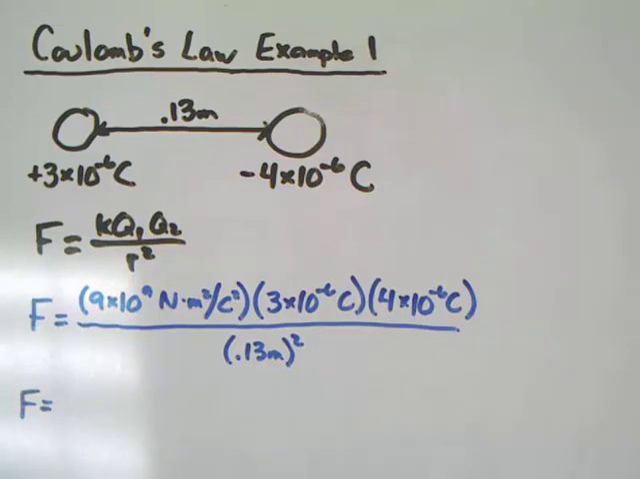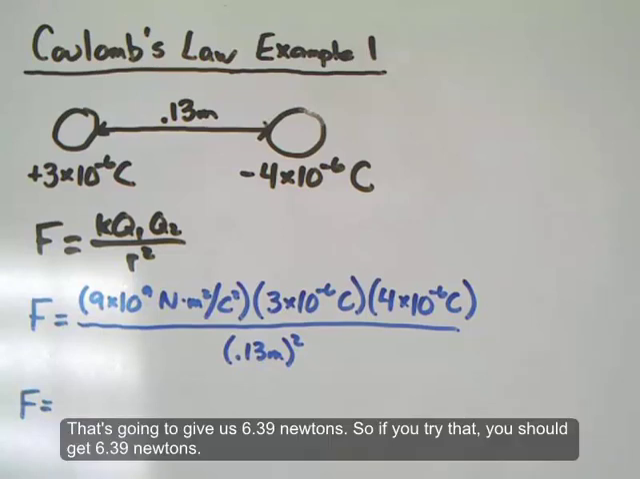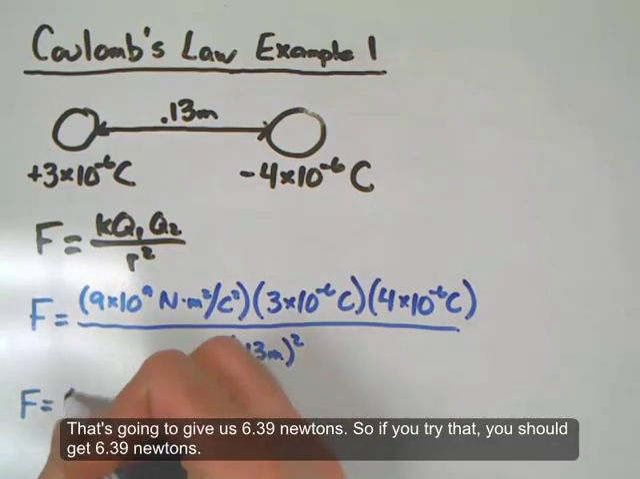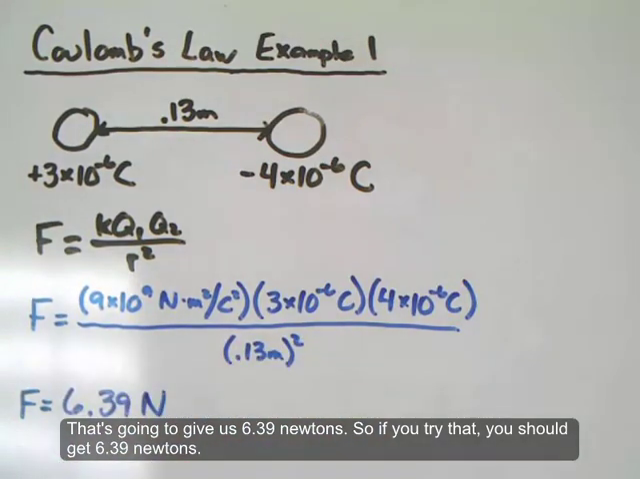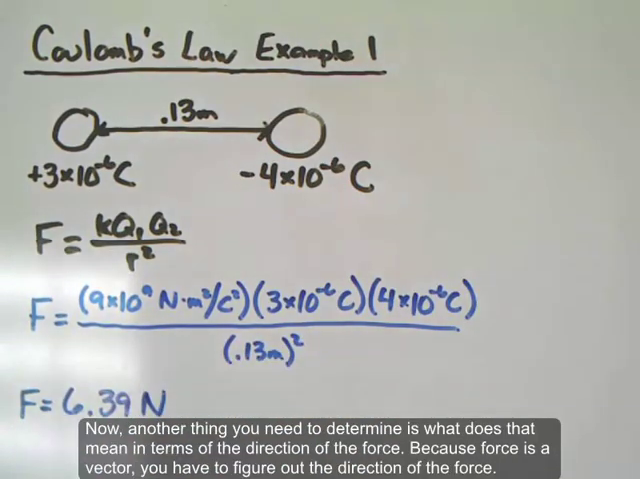So we have 9 times 10 to the ninth times 3 times 10 to the negative 6 times 4 times 10 to the negative 6, divided by 0.13 squared. And that's going to give us 6.39 newtons. So if you try that, you should get 6.39 newtons. Now the other thing you have to determine is what that means in terms of the direction of the force. Since force is a vector, you have to figure out the direction of the force.